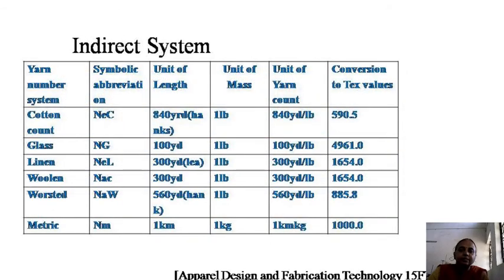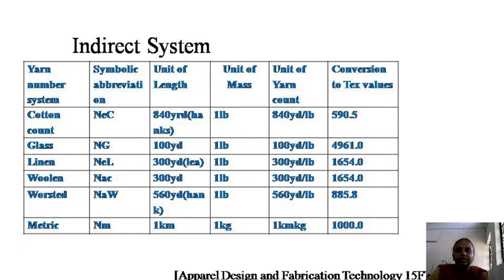In the indirect system, yarn numbering: cotton count, lea, linen, woolen, worsted and the metric. The cotton count is represented by NeC, lea NeL, linen, woolen NeW and NeC, and worsted Nw and Nm, metric. Indirect system: unit of length for cotton count is 840 yards, the hank, this is fixed, and unit of mass is 1 pound. Unit of yarn count is 840 yards divided by lb.